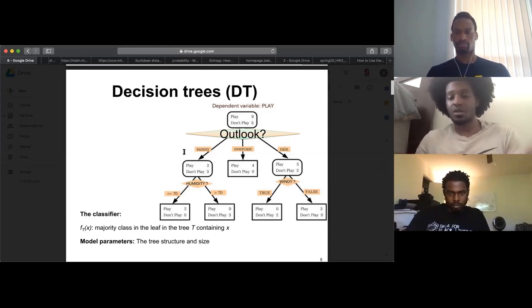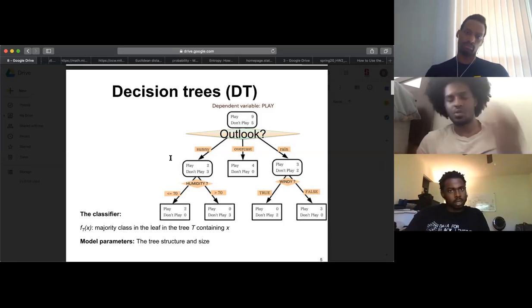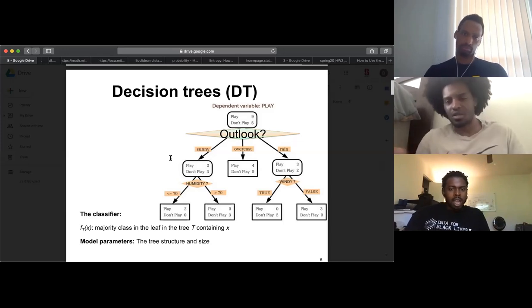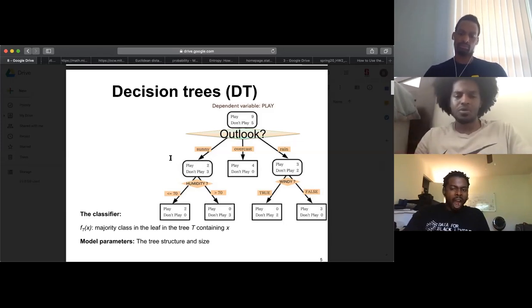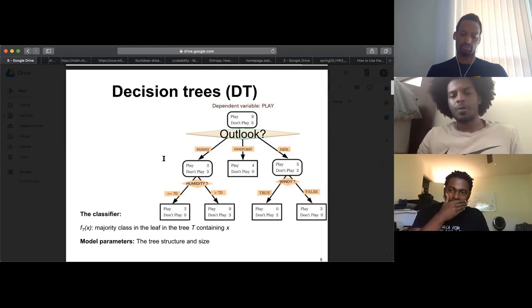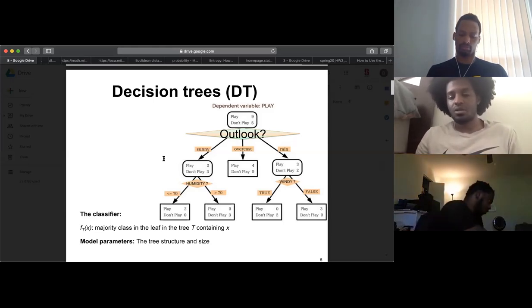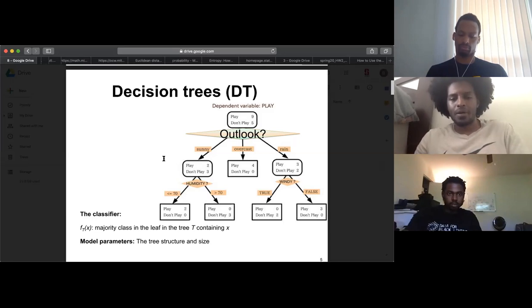So if we look at sunny, for example, you had 2 days that you played and 3 days that you didn't play. So we introduced a new feature, which is now humidity, and we're going to arbitrarily decide what the humidity level should be. Like they made it 70. So if it was less than or equal to 70, 2 days you played, 0 days that you didn't play. So here you've now got a pure class.